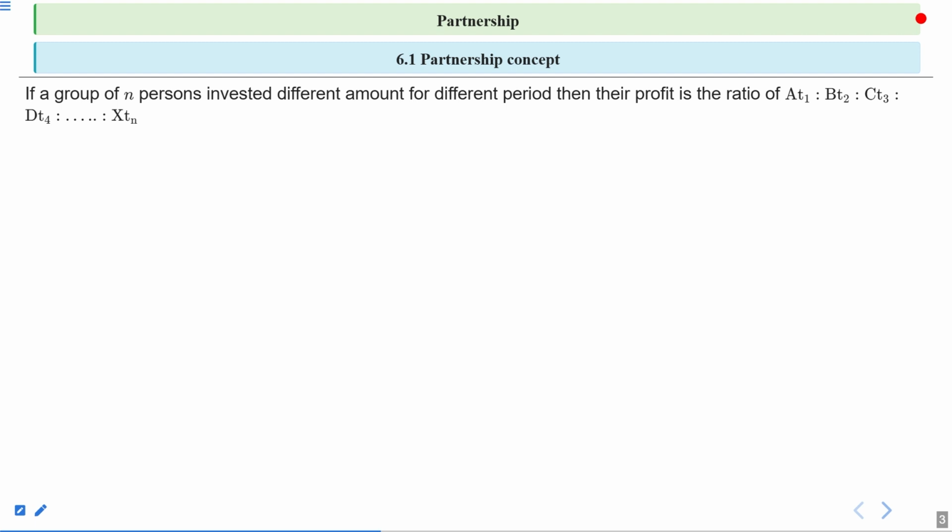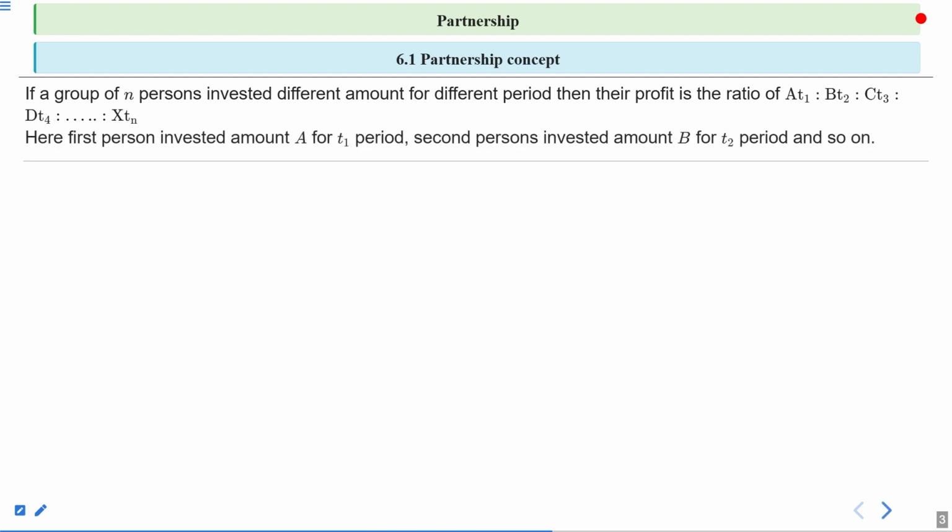Now partnership concept. If a group of n persons invested different amounts for different periods, then their profit is in the ratio of A into T1, B into T2, C into T3, D into T4, and so on till X into Tn. Here, first person invested amount A for T1 period, second person invested amount B for T2 period, and so on.